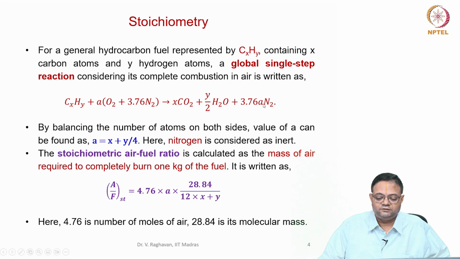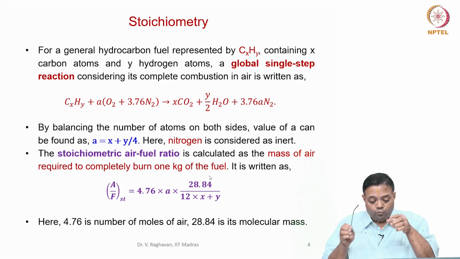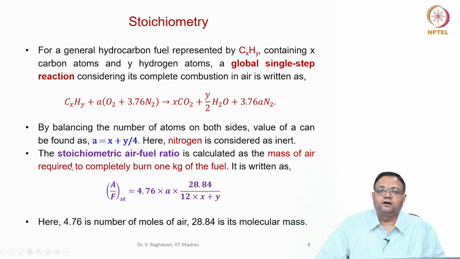Please understand that this global reaction is written in terms of 1 kilomole of the fuel. Now, we are defining another quantity, the stoichiometric air fuel ratio, which is the ratio of the mass of the air required to completely burn 1 kilogram of fuel. This is done because mass is conserved. Mass of the reactants will be equal to mass of the products. So, on a mass basis, if you write it, it will be useful for us later.